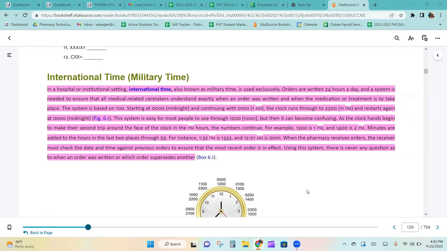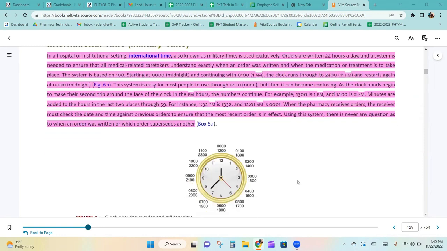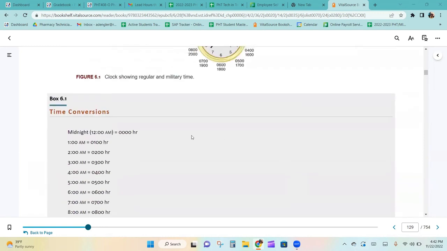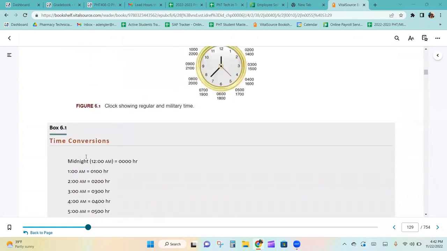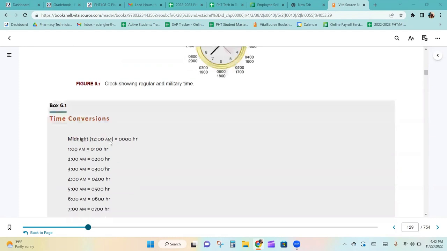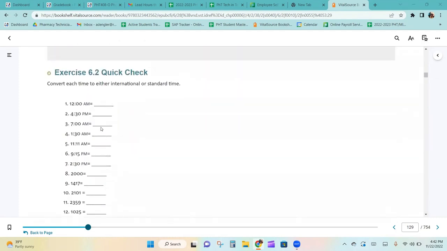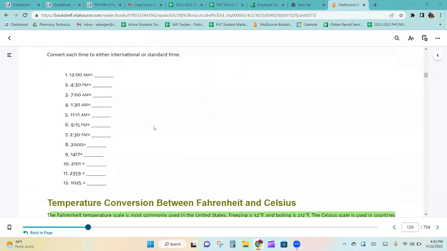When the pharmacy receives orders, the receiver must check the date and time against previous orders to ensure that the most recent order is in effect. Using this system, there's never any question as to when an order was written or which order supersedes another. So then you got a little chart here to help you study. And then you have some quick practices you can go through.